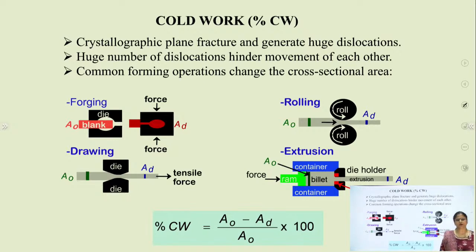So we can calculate the percent of cold work by taking the initial cross-sectional area and the cross-sectional area after the deformation. Before deformation, for any process like forging, drawing, rolling, extrusion, which are bulk deformation processes, let us take the initial cross-sectional area as A0 and the final cross-sectional area after the deformation process as Ad. So we can calculate the percent of cold work by this formula.